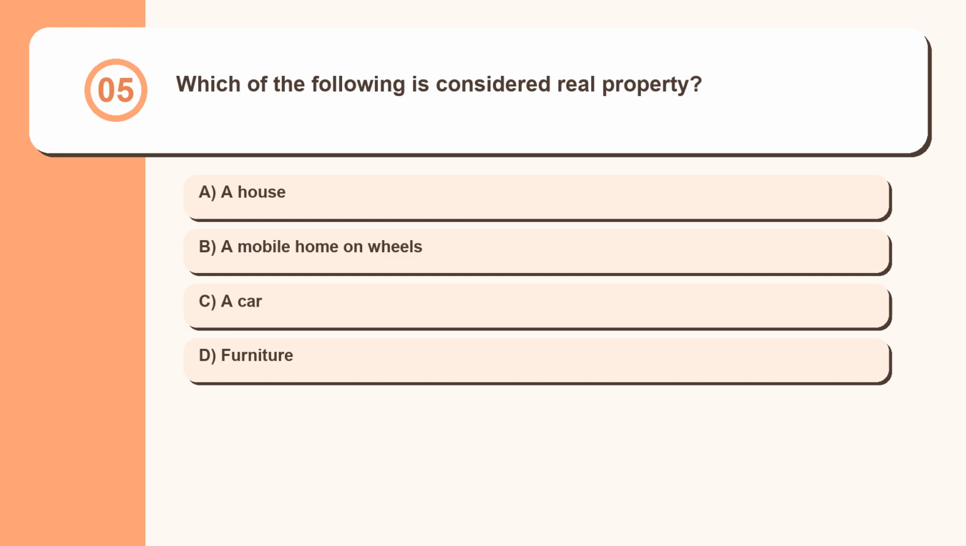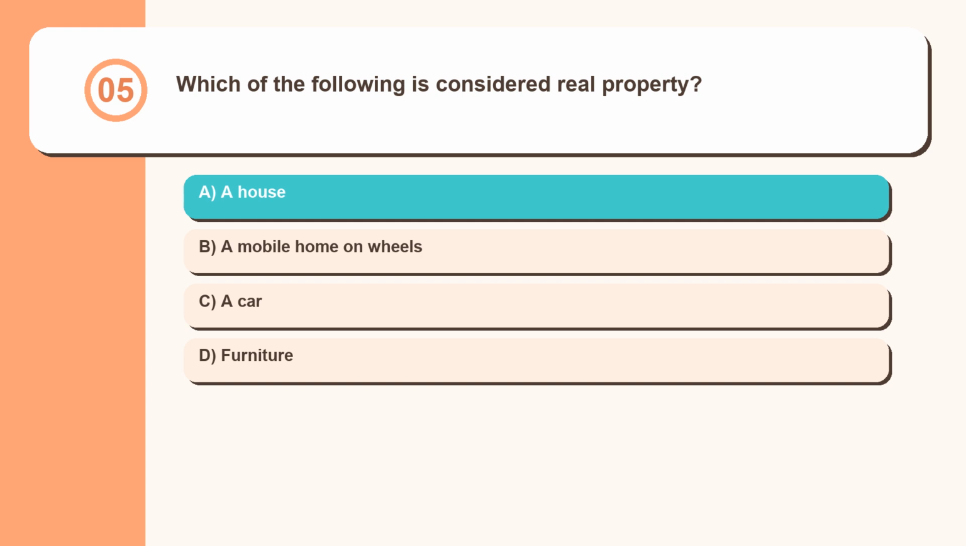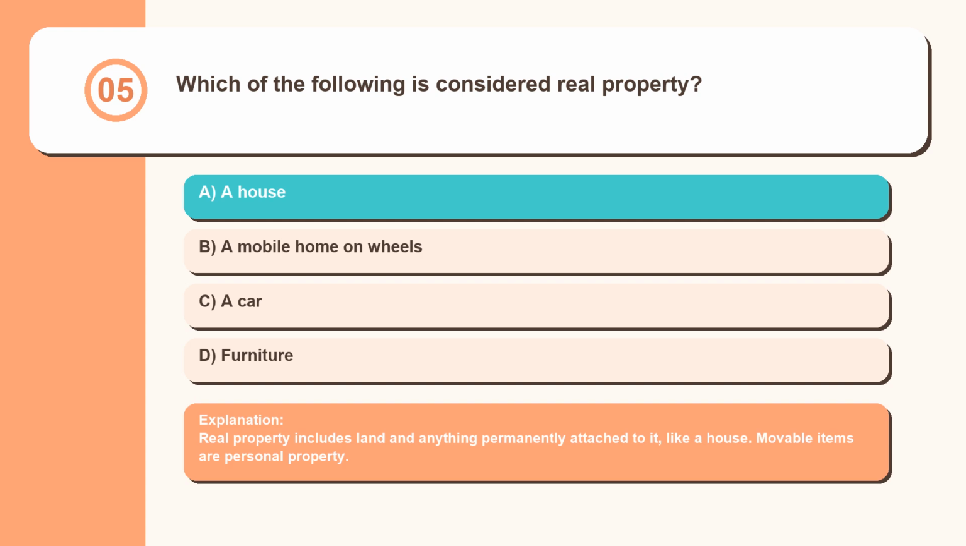Question 5. Which of the following is considered real property? A house, a mobile home on wheels, a car, furniture. Real property includes land and anything permanently attached to it, like a house. Movable items are personal property.